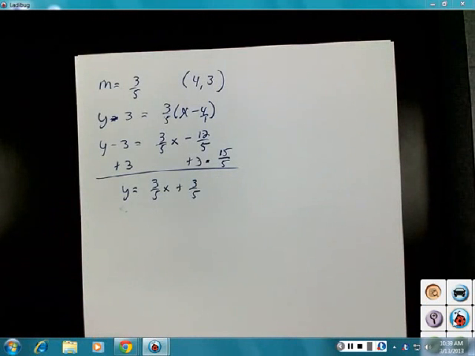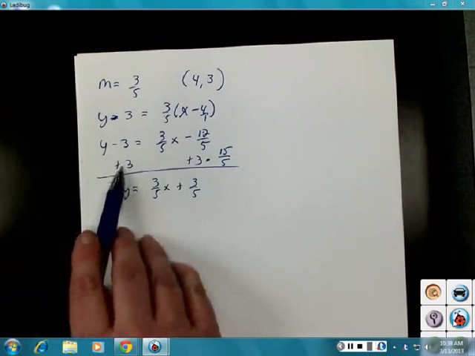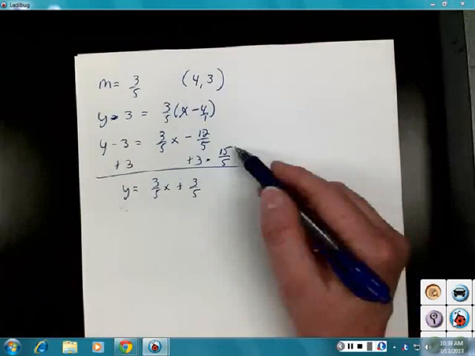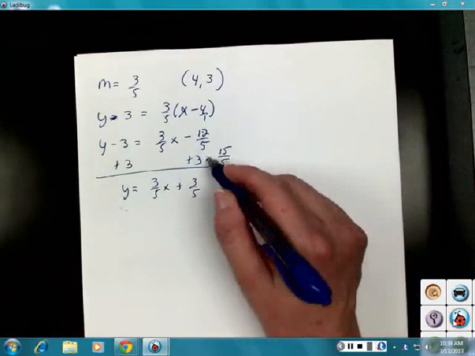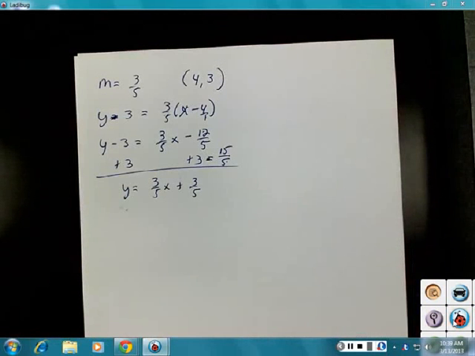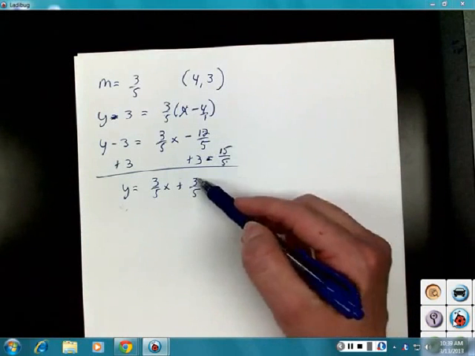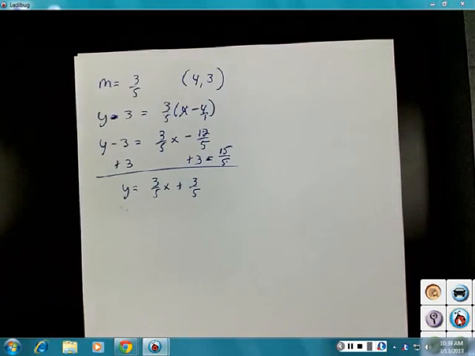But to finish it, I need to get y by itself, so I move the 3 over, but I have to turn it into fifths. So 3 becomes 15 fifths, and negative 12 fifths and a positive 15 fifths becomes 3 fifths. And so my final answer is y equals 3 fifths x plus 3 fifths. Okay or not okay?